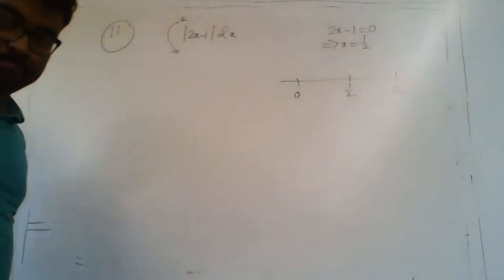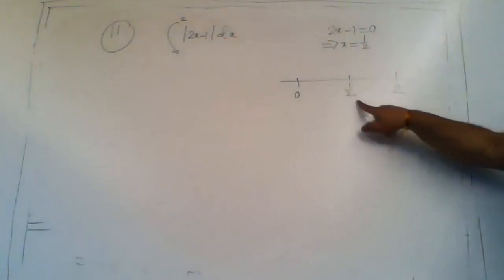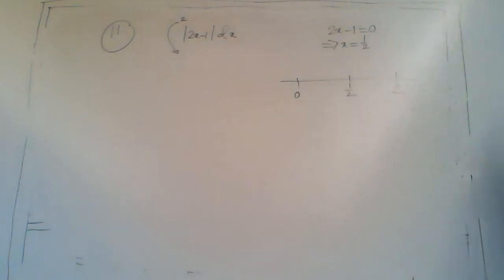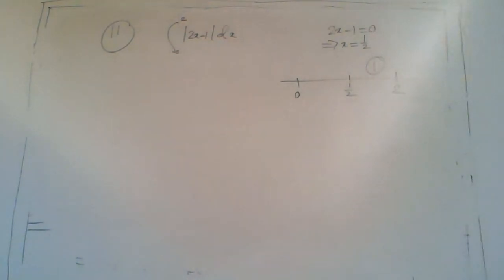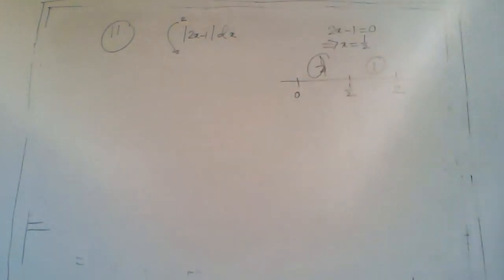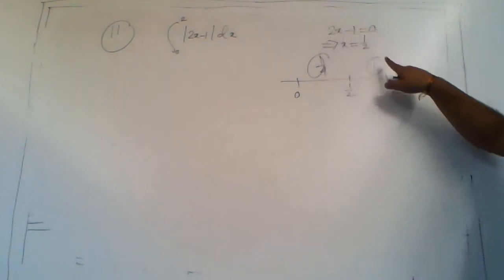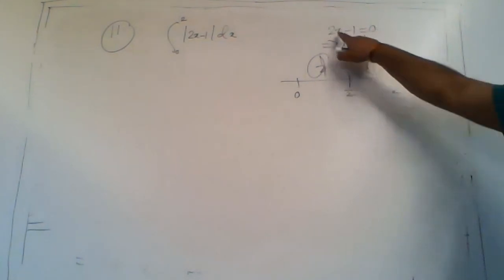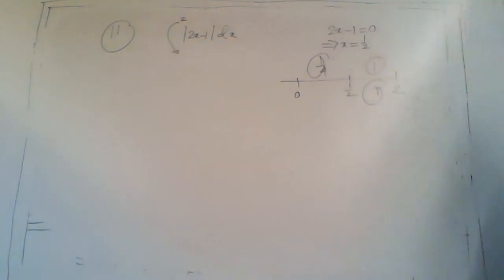Now what you do is you take a number in this interval, half to 2. So a number in the interval half to 2 is 1. A number between 0 and half is 1/4. Now you put 1 in this function, 2x minus 1. If you put 1, you get 2 times 1 minus 1, you get a plus sign. If you put 1/4, you get a negative sign.